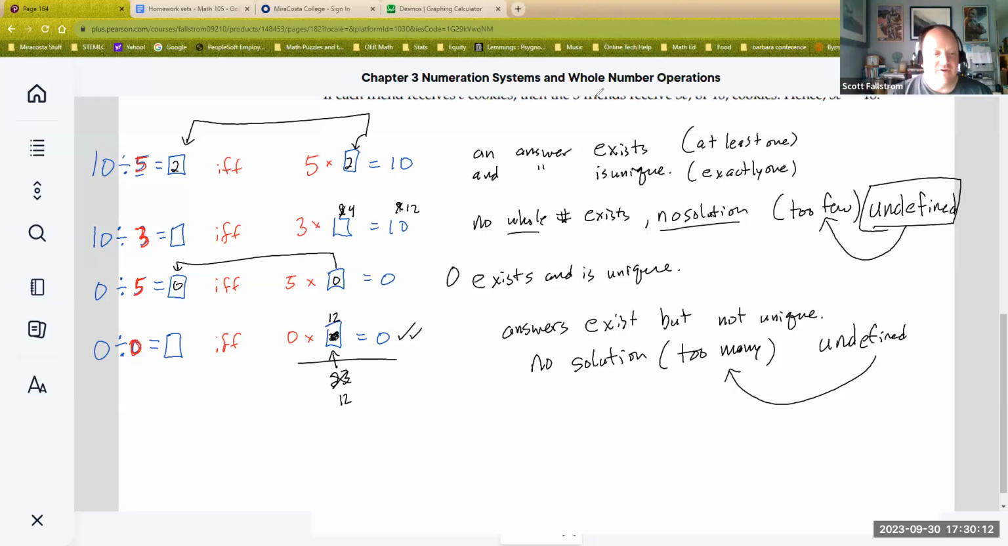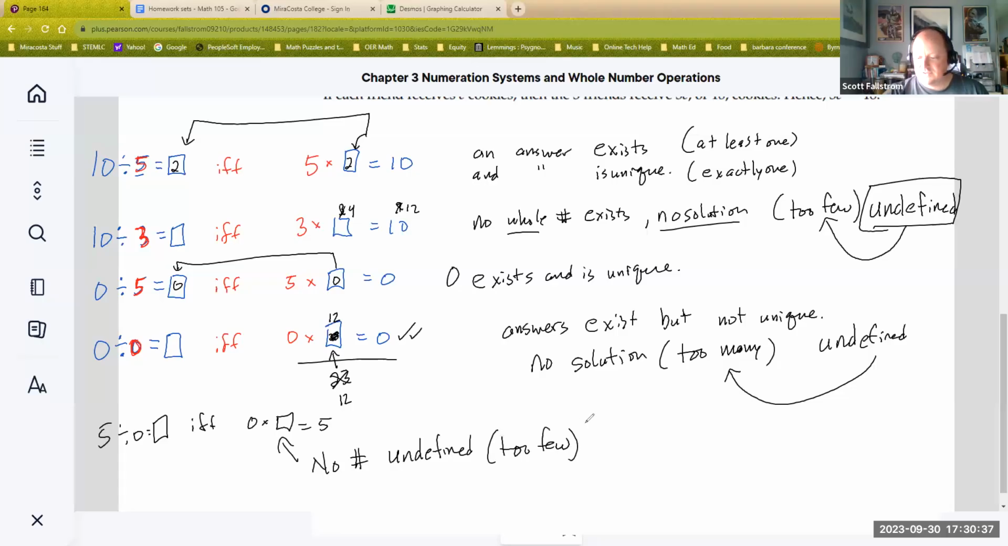Okay, or even 5 divided by 0. If I said 5 divided by 0, right? Well, that's supposed to equal a box if and only if 0 times that box has to give me 5. And you'd say, there is no number. No number works. You can put anything you want in there, multiply by 0, you're never going to get 5. So again, this would be undefined, but it would once again be undefined because there are too few solutions.